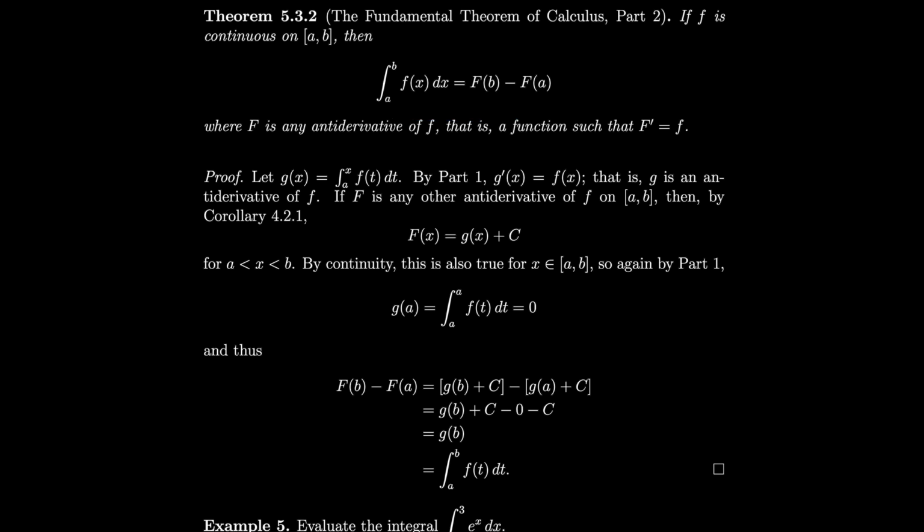So that's pretty cool. It means that we have a major shortcut for evaluating definite integrals. Before, our only shortcut was to take areas, otherwise we had to do an entire limit of a Riemann sum. But now we can just take any antiderivative, and just plug in our endpoints and subtract.